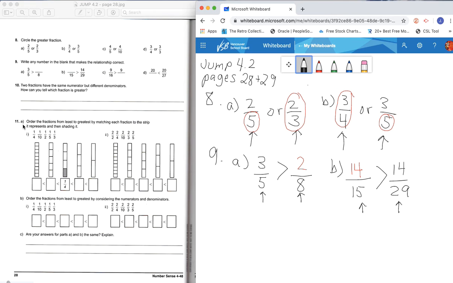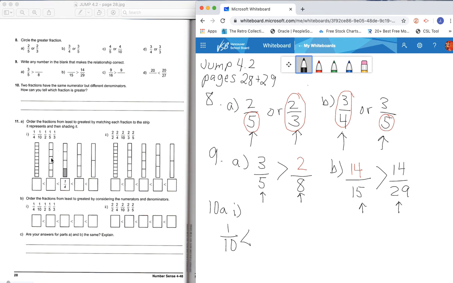And number 11A, order the fractions from least to greatest by matching each fraction to the strip it represents and then shading it. All right, so you can count the parts. So there's 1, 2, 3, 4, 5, 6, 7, 8, 9, 10. So there are 10 parts. So that means this strip is 1/10. Okay. So for 11A, 1, you're going to write 1/10 first. Okay. Then you're going to shade in one box.